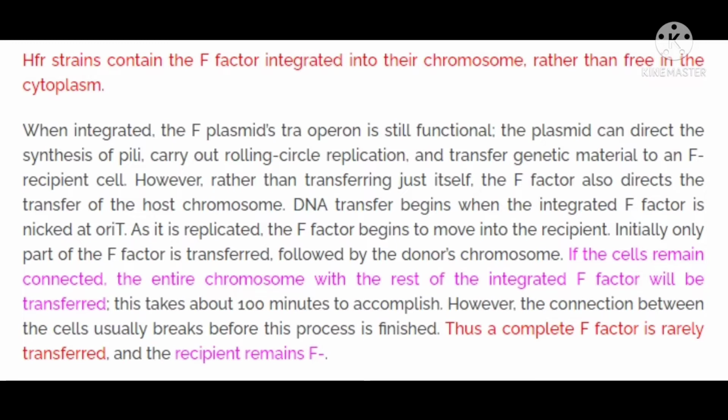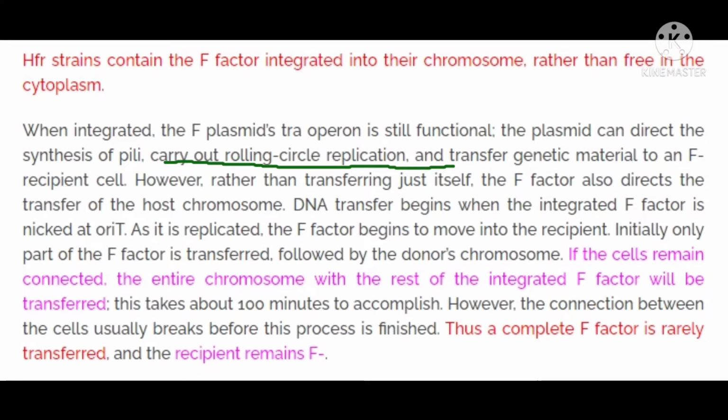Hfr cells are similar to F plus cells in the sense that they also carry an F factor or F plasmid, but the F plasmid is integrated, or joined, to the main chromosome. When the F plasmid is integrated into the bacterial main chromosome, it is still functional, and this plasmid can direct the synthesis of a pilus or conjugation tube, and they carry out rolling circle replication and transfer the genetic material to the F minus recipient cell.